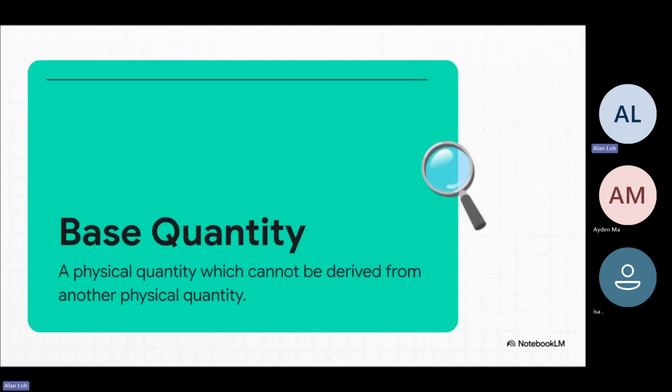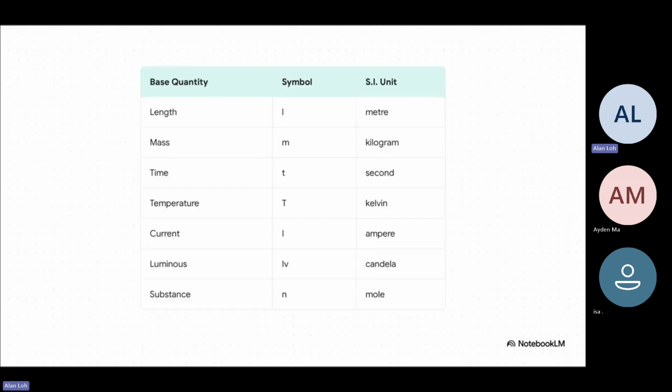I want you to think of base quantities as the fundamental flour and eggs of physics. By definition, a base quantity is a physical quantity which cannot be derived from another physical quantity. They are the absolute bedrock. You literally cannot break them down into anything simpler. So the crucial point here is this definitive list established by the SI system.